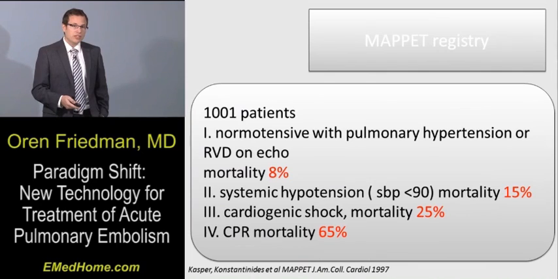In the MAPIT registry, we could see that when you have a normotensive patient, the mortality rate can actually be quite low. When you have a normotensive patient with right ventricular dysfunction, the mortality rate may be around 8%. That goes along with the slide just preceding. As soon as you develop systemic hypotension, your mortality rate gets even a little bit higher. When you develop cardiogenic shock, you can see it raises even further. And then, of course, the highest mortality rate is associated with CPR.